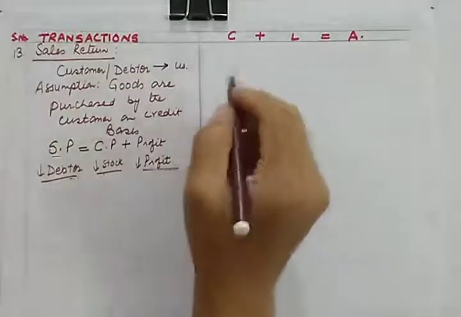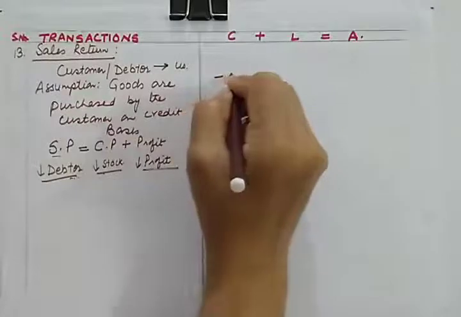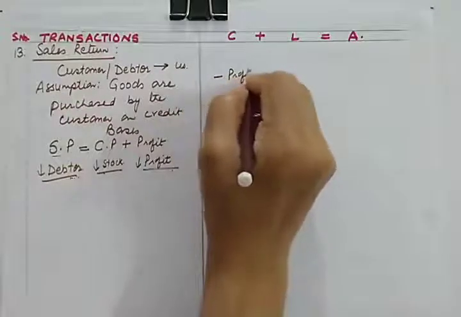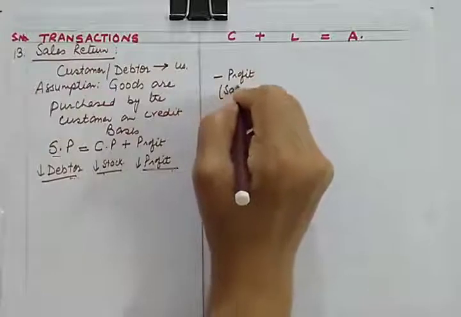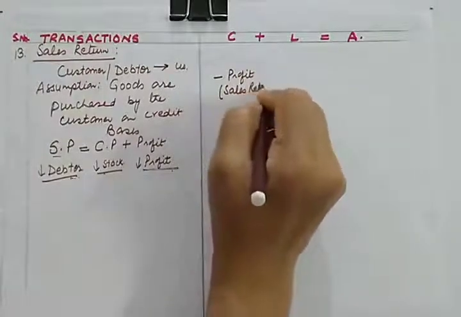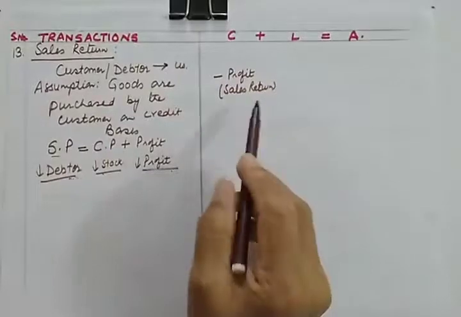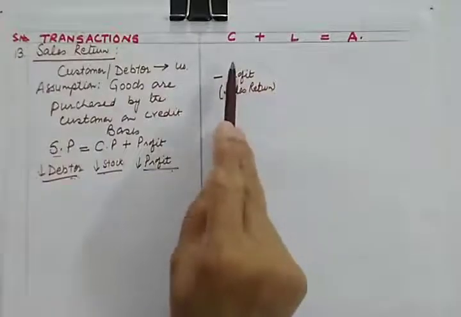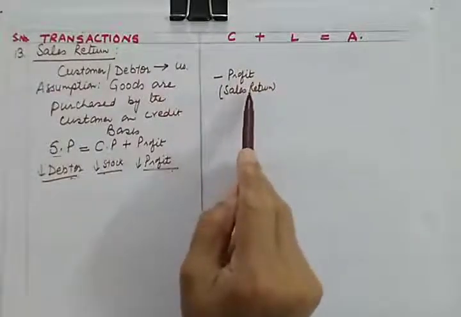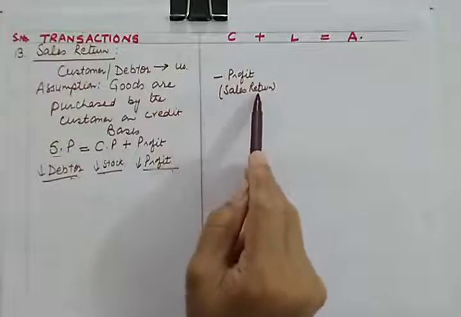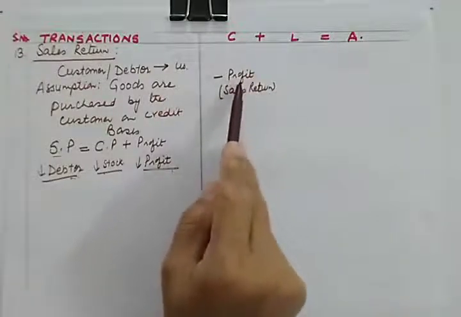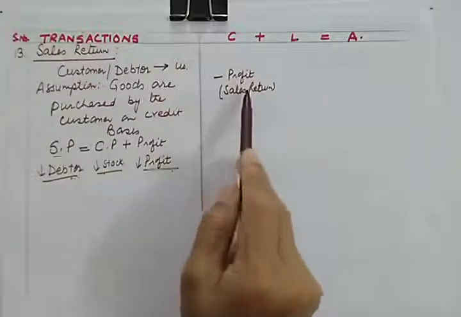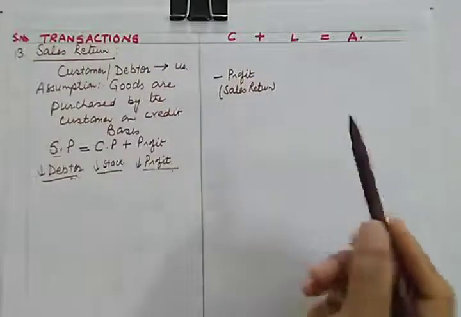So how to show this in the accounting equation? This will reduce your profit because goods are returned. Profit on sales return. I think this is the first case where we are deducting profit from the capital. So we mentioned that this is a profit on sales return. We are deducting it back because it was added earlier. Because the customer has returned the goods, we are returning the profit.